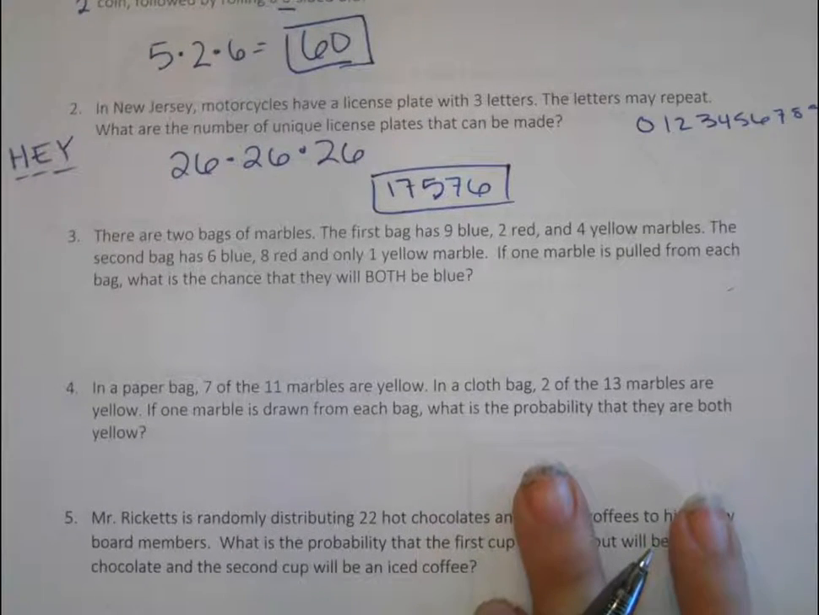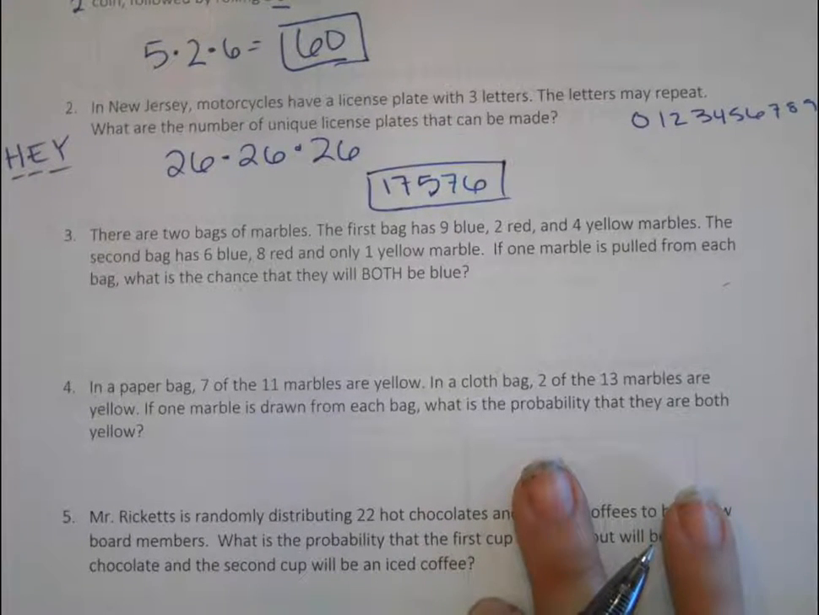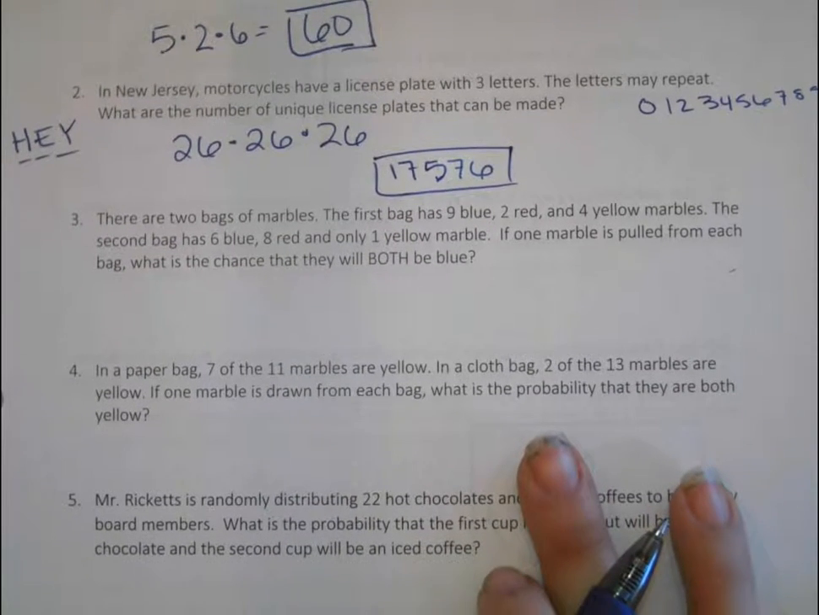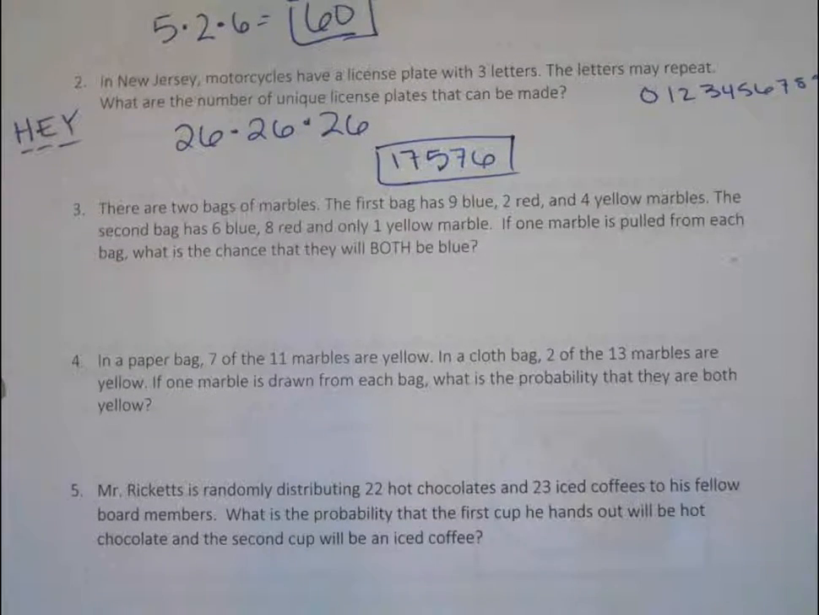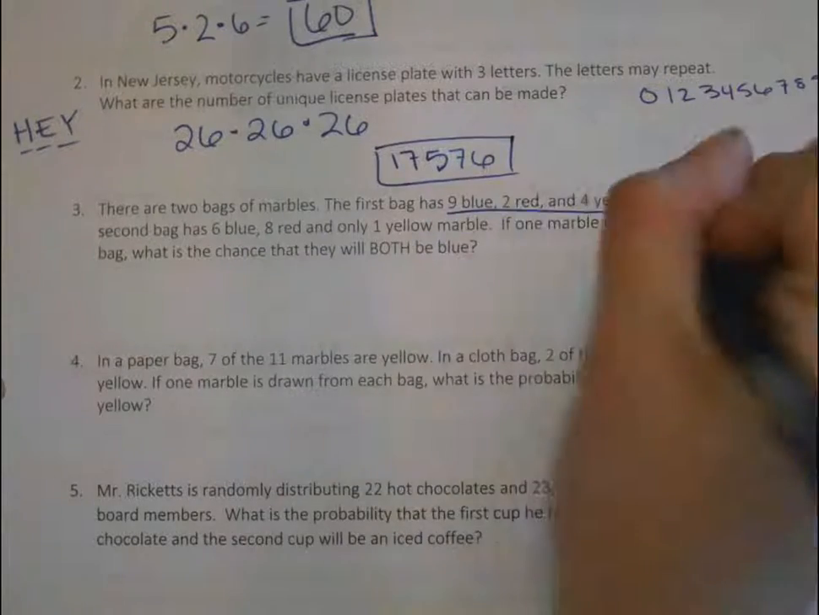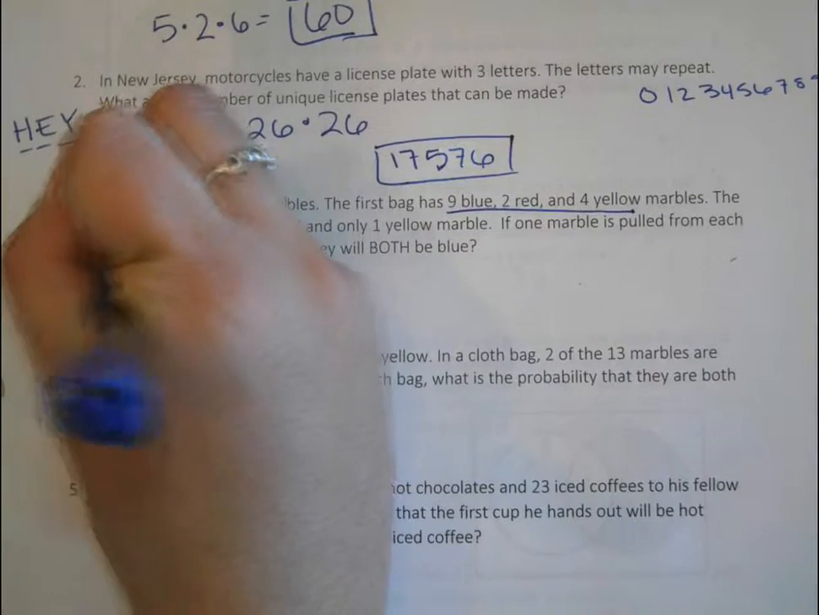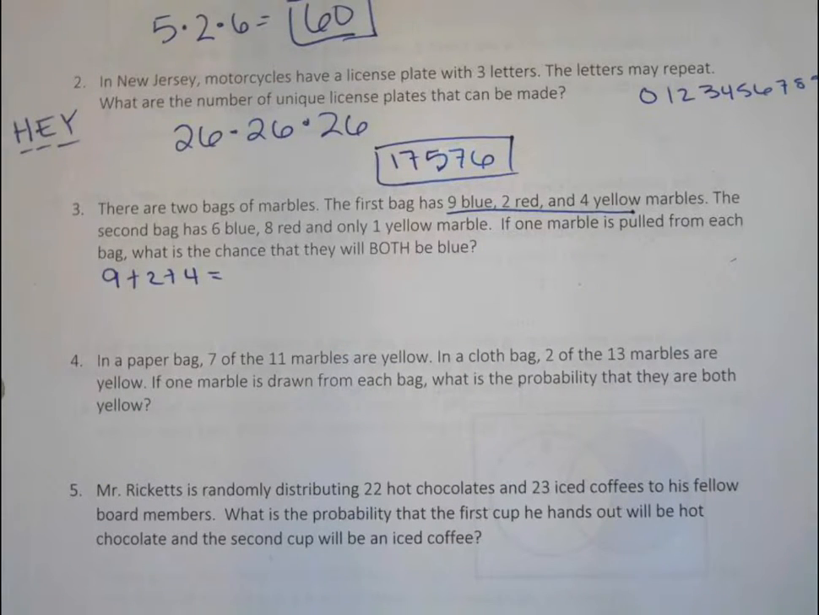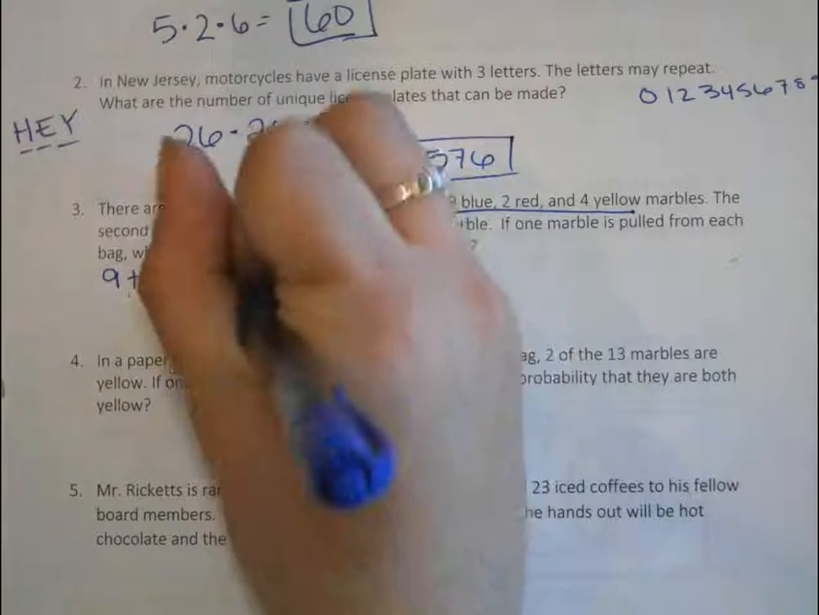Moving on to number 3, this one talks about probability. And when we start moving into probability instead of outcomes, this is where I start getting my fractions. So this one talks about 2 bags of marbles. The first bag has 9 blue, 2 red, and 4 yellow. So what I'm going to do is 9 plus 2 plus 4 to find out how many marbles are in my first bag. So I have 11 plus 4, which is 15.